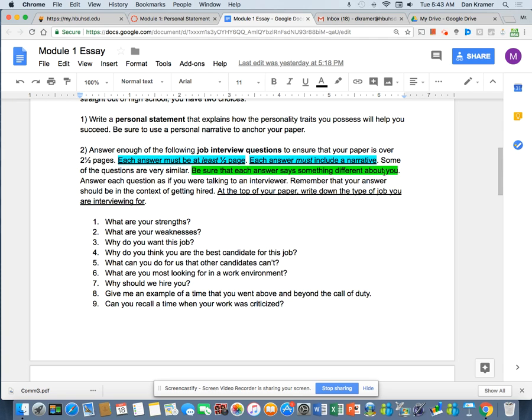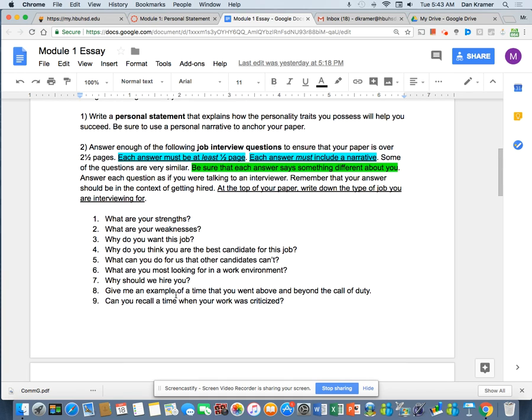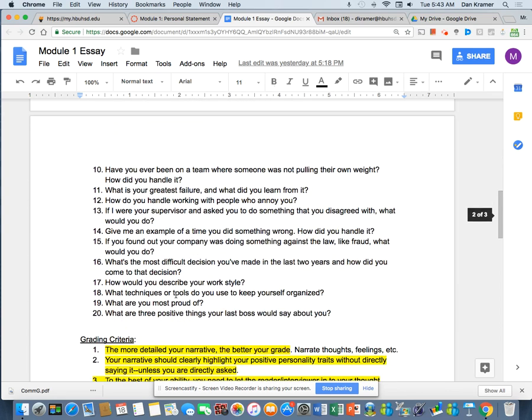Make sure every answer says something different about you. And at the top of the paper, make sure you write down what kind of job you're interviewing for. So you just choose the ones that you have stories for.